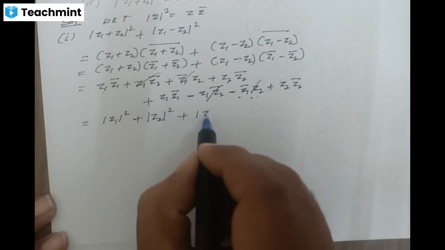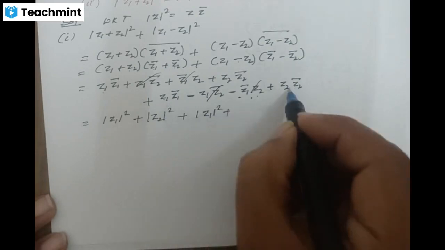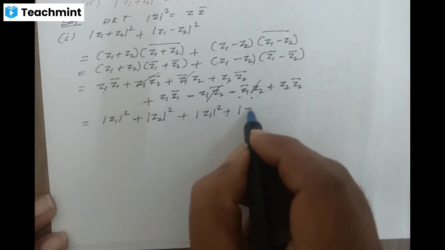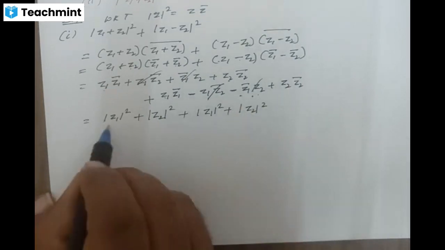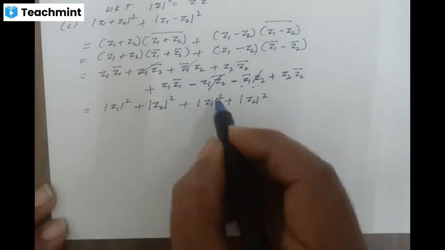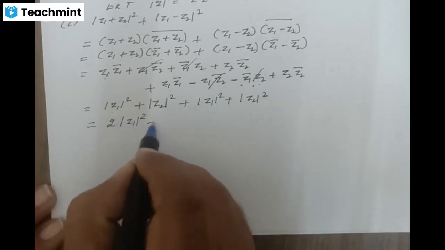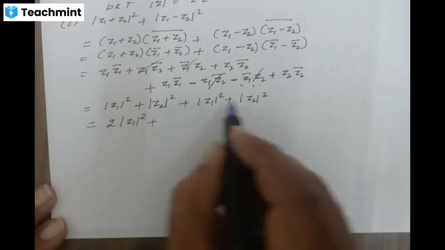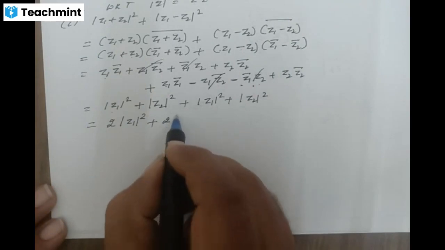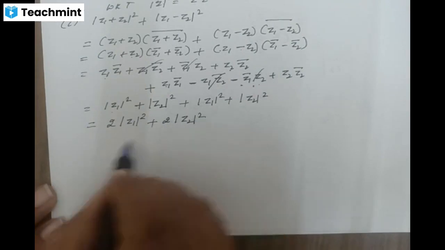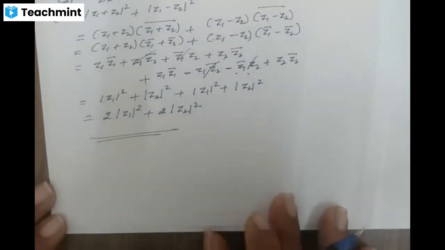Here Z1 into Z1 bar is mod Z1 whole square, and Z2 into Z2 bar is mod Z2 whole square. Mod Z1 square plus mod Z1 square is 2 times mod Z1 whole square. Similarly, mod Z2 whole square plus mod Z2 whole square is 2 times mod Z2 whole square. That is the first condition we proved.